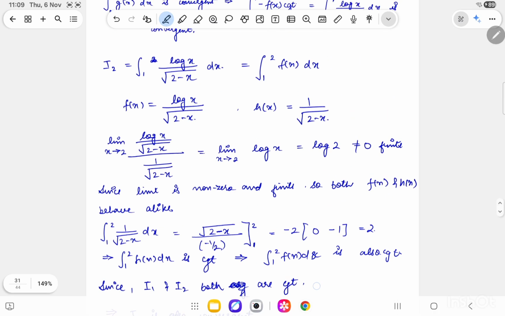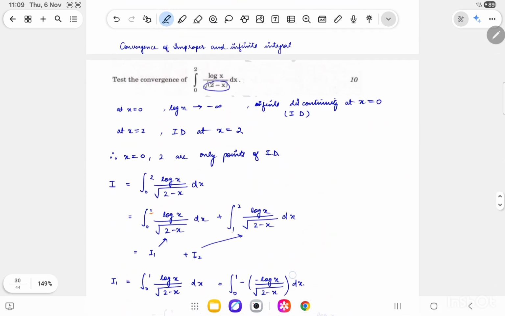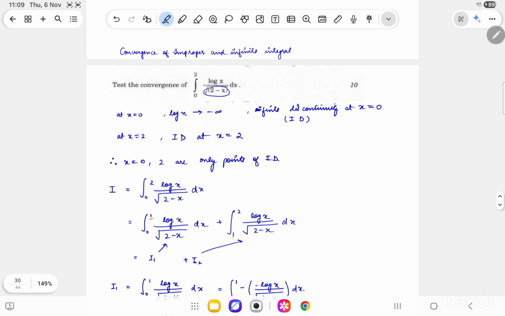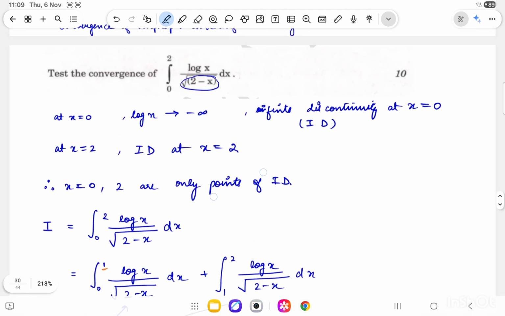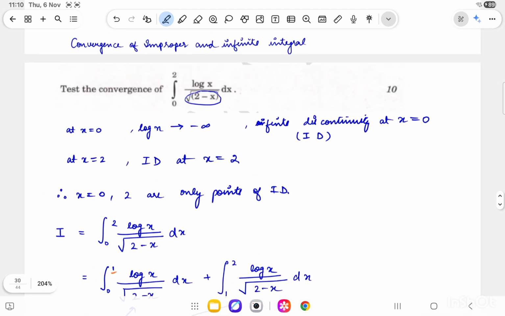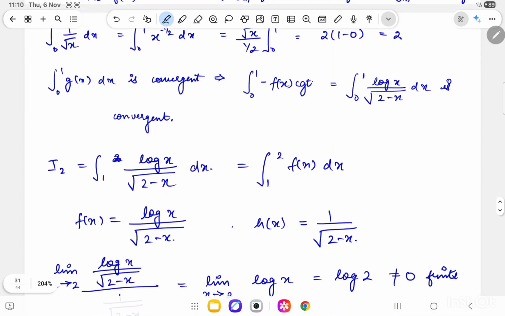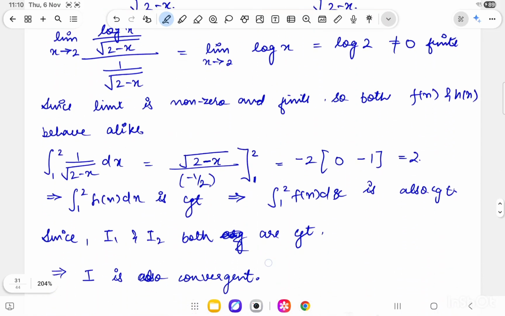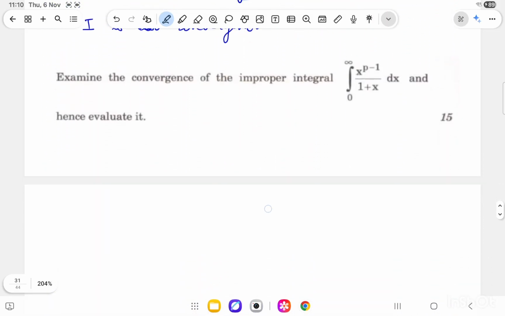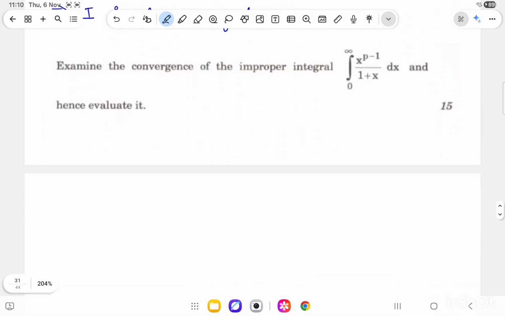And in the question, we are not supposed to find the exact value of the integration. We are just supposed to check its convergence, and that we have done. We have shown that the integration that is given to us is convergent. Now let's move on to discuss the next question.